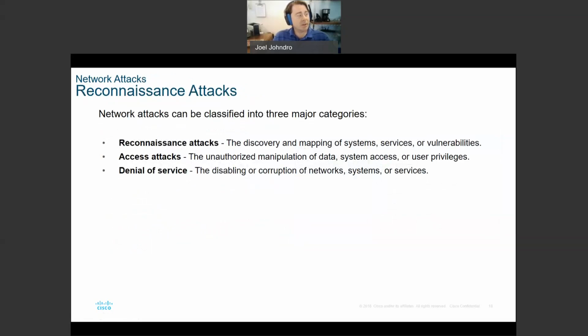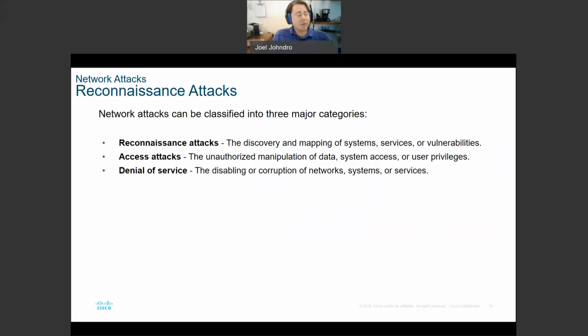So network attacks can be classified into three major categories. Reconnaissance attacks, the purpose of those is to map out a network. Think of tools like ping and NSLOOKUP. Those can be used to map out a network, and there are a lot of apps that you can get online that will utilize that same technology and automatically probe a network and give you a list of IP addresses and devices on a network.